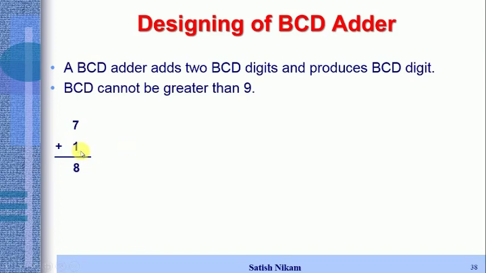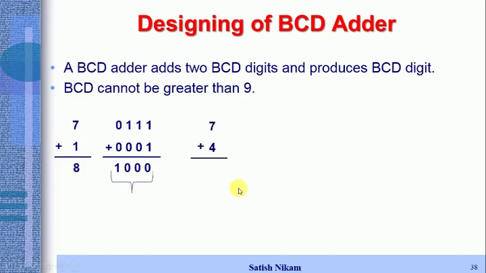Now how do we perform this addition in binary? We have 7 equal to 0111 and 1 equal to 0001, and for this we get the result 1000. If we check, this nibble, this 4-bit data, is not greater than 9, so this is a valid BCD number. But if we take another example, 7 plus 4, the result is 11.